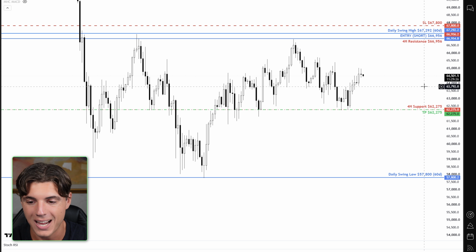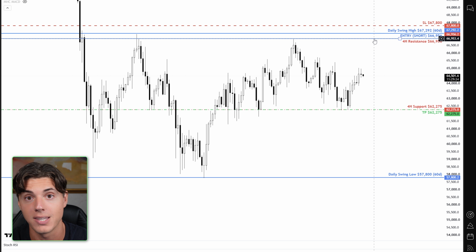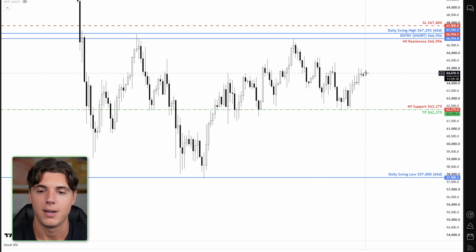So just by our analysis, we can see that price is contained within the 4-hour resistance and 4-hour support. So at the moment, we are in the middle of those support levels. Now, I have a very clear rule, which is I do not diddle in the middle. So if we're in the middle of a range, I am not interested in trading.